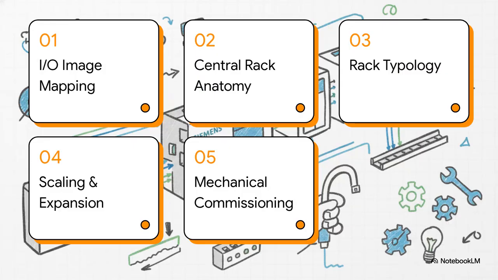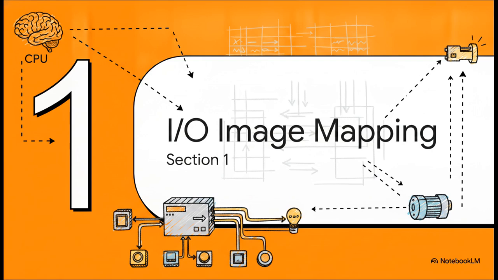Here's our game plan for this session. We're going to logically progress through 5 key areas. First, I/O process image mapping. Then, central rack anatomy and buses. After that, rack typology and specifications, followed by architecture scaling and expansion. And finally, we'll wrap up with the mechanical commissioning procedure. So let's kick things off with Section 1, I/O process image mapping.